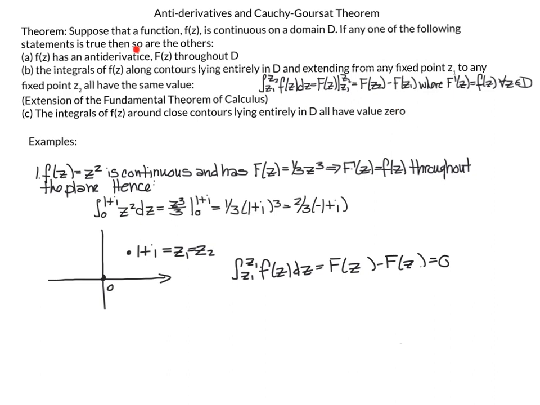So again, these three statements are all equivalent. If we know A is true, then we know B is true. Or if we know A is true, then we know C is true. And vice versa. If we know B is true, then C is true. If we know C is true, then A is true. It kind of keeps going around in a circle. But once one is true, the other two are true.